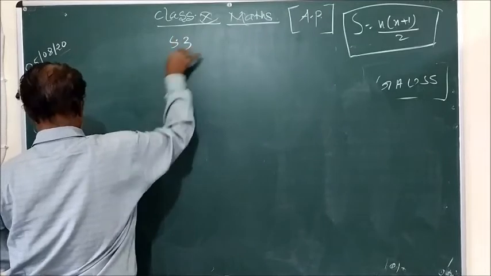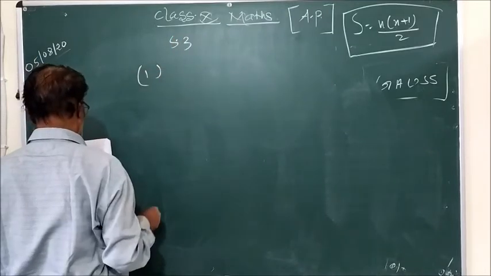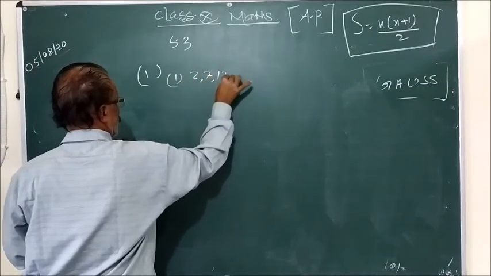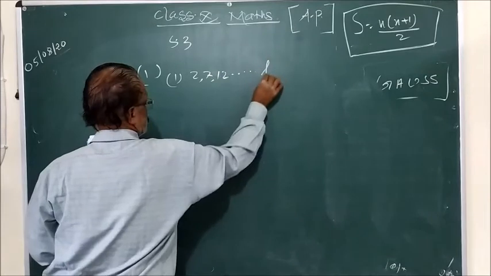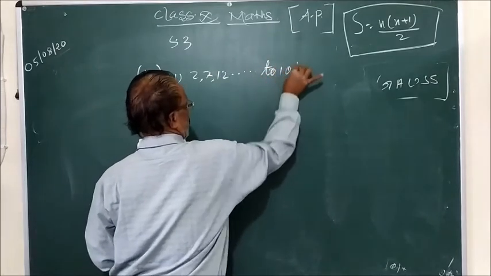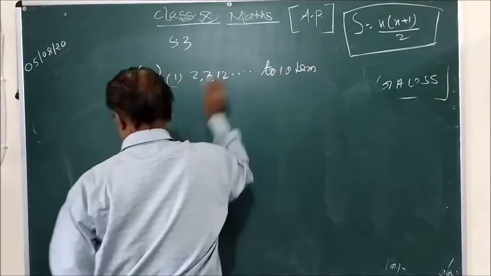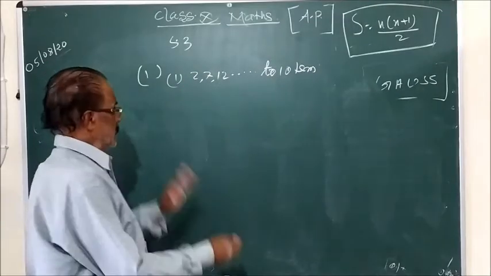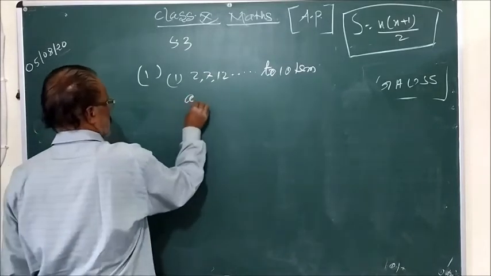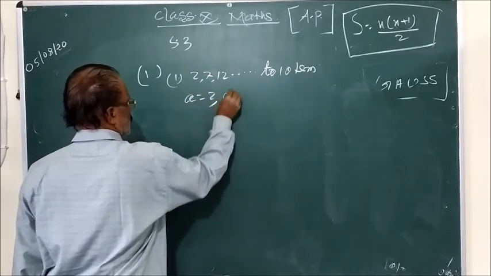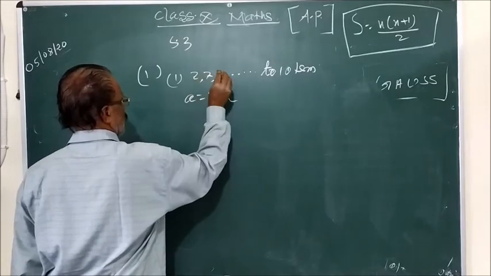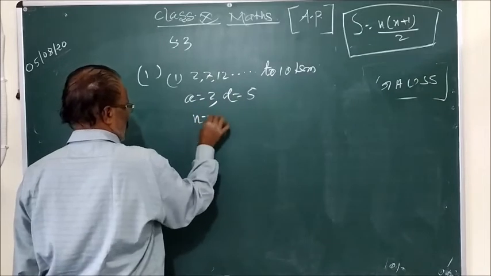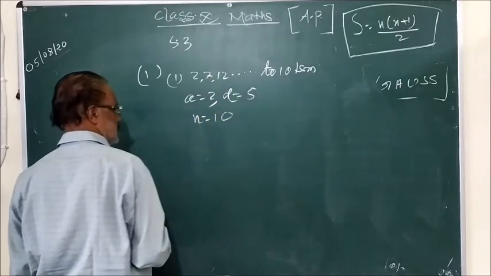Exercise 5.3, question number 1. Find the sum of the APs. First question: 2, 7, 12, up to 10 terms. These are in AP, yes. The difference between two consecutive terms is the same. So what is given? a is equal to 2, d is equal to 7 minus 2, or 12 minus 7, d is equal to 5, and n is equal to 10.